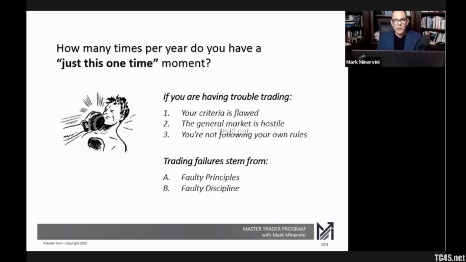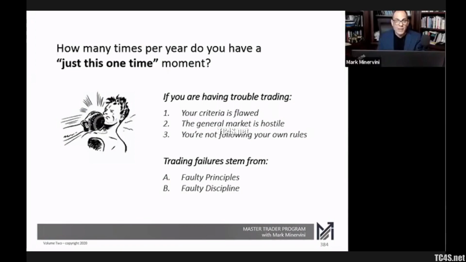I don't know anybody who breaks their discipline just once. If you break your discipline once, you break it 10 times. You break it 10 times, you break it 100 times. It's a slippery slope, and you've got to get to a point where there are no just this one times. Until you get to that, in my opinion, you're not a pro. Pros are disciplined and they're consistent. So you have to ask yourself a very sobering question. How many times do I have a just this one time moment? And you're probably not going to be too happy with the answer, if you're honest.